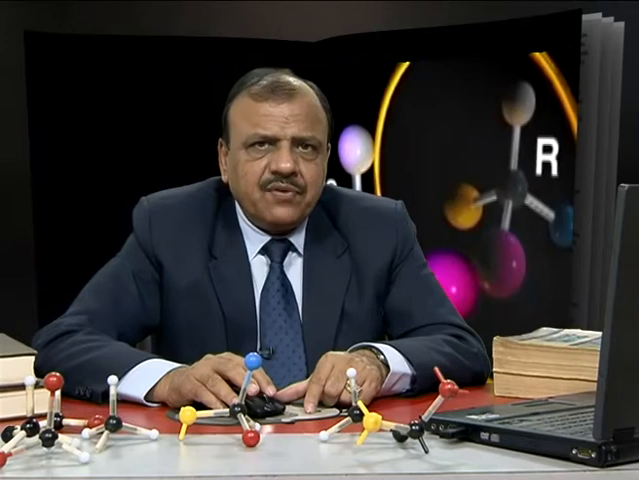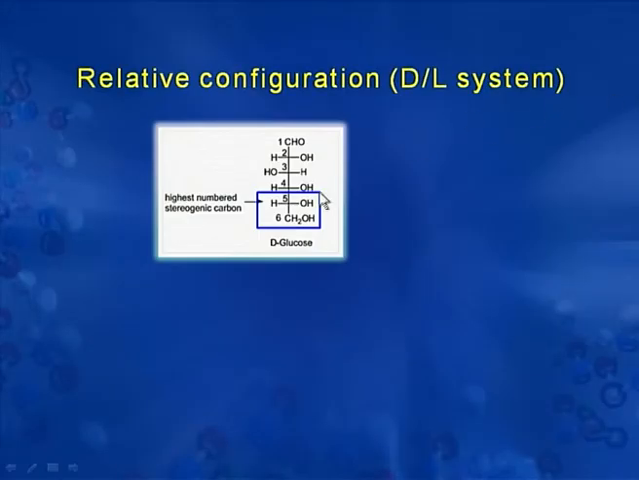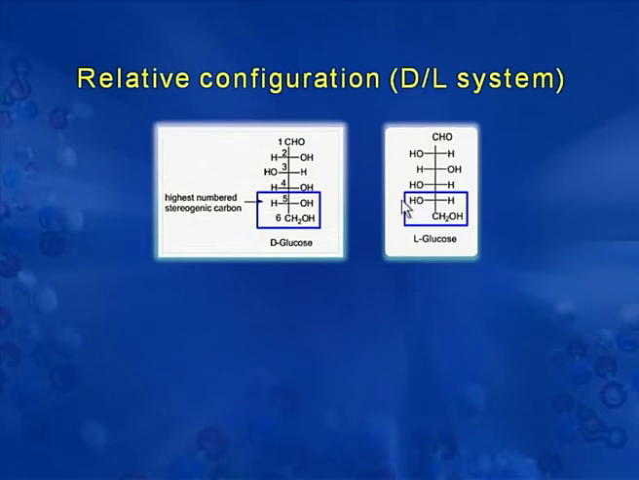Let us see it with the help of the example of glucose. This is the configuration of glucose, and we start numbering 1, 2 from the aldehyde side, and this is number 5, that is the lowest asymmetric carbon atom, or highest numbered stereogenic carbon atom, and it has the hydroxyl group on the right side. So that is why this particular isomer of glucose is represented as D-glucose. Similarly, its enantiomer has hydroxyl on the left side, and it is represented as L-glucose.